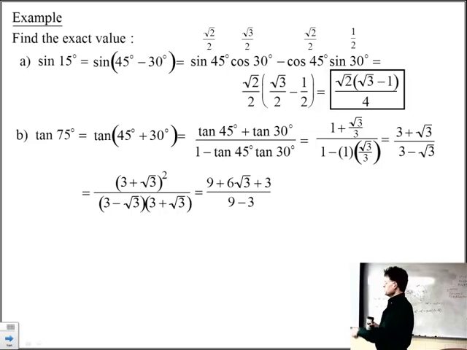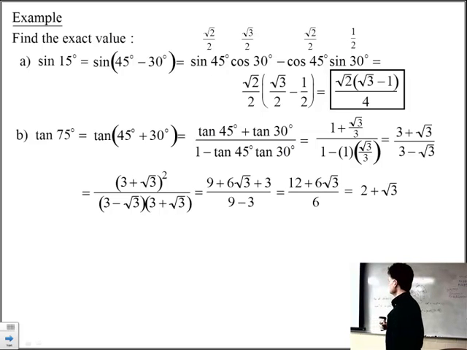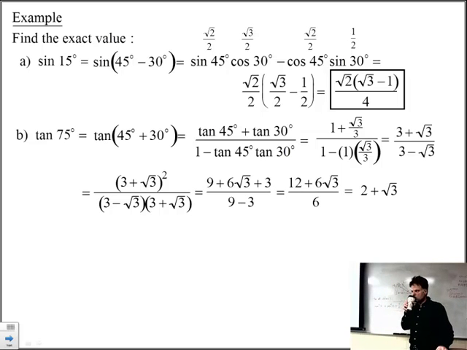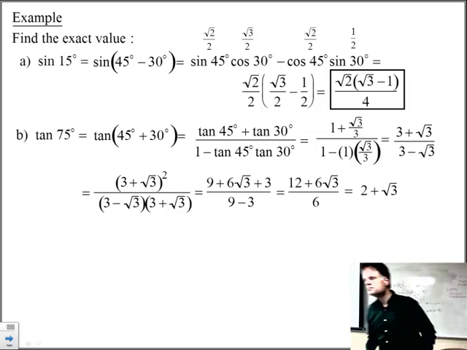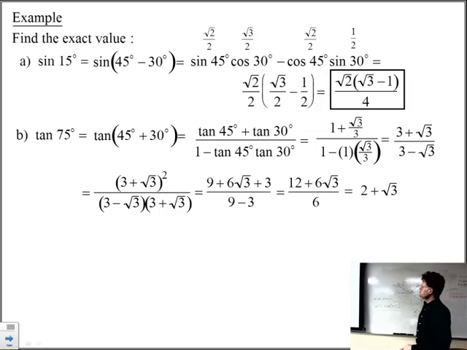So now I can combine that further on top. I get 12 plus 6 root 3 divided by 6, and now I can factor out a 6 from both. I just get 2 plus root 3. This is much simpler. That's the tangent of 75. It's root 3 plus 2. Alright. Are we good with that?